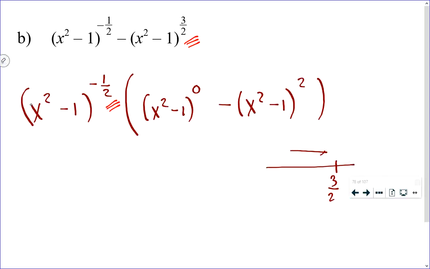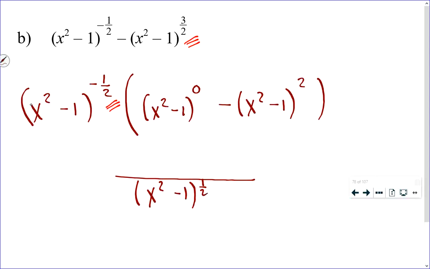The x squared minus 1 to the negative half should probably be written as x squared minus 1 to the half on the bottom. I know, by the way, that this entire expression, what we started off with, is undefined when x is 1 or negative 1, because those would be values of x that make the bottom 0. On the top, I have 1 minus x squared minus 1 squared, which is a difference of squares.